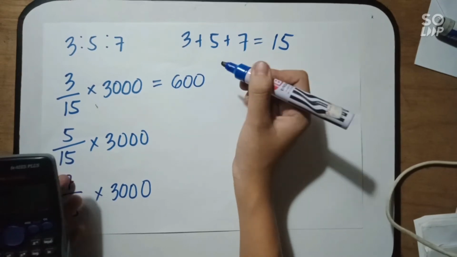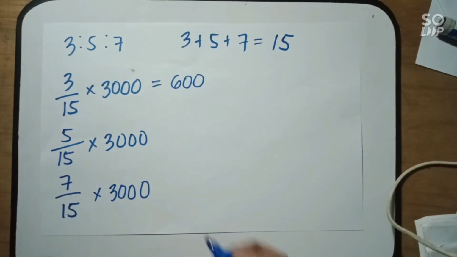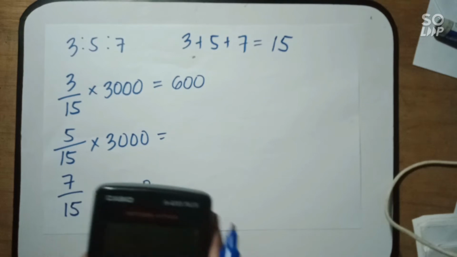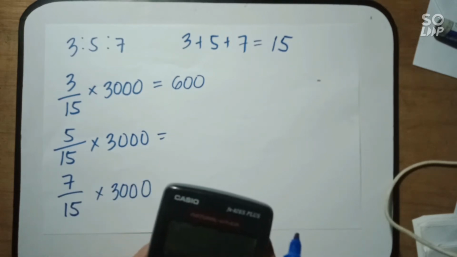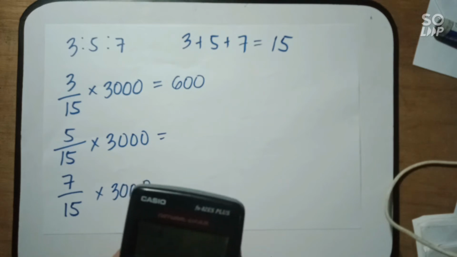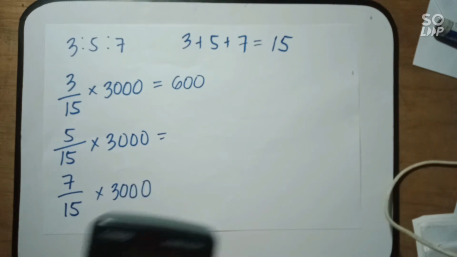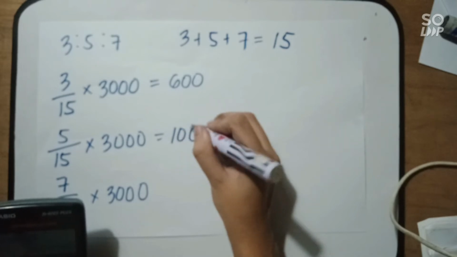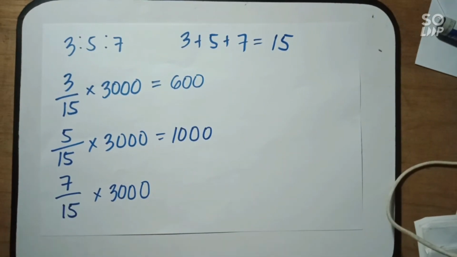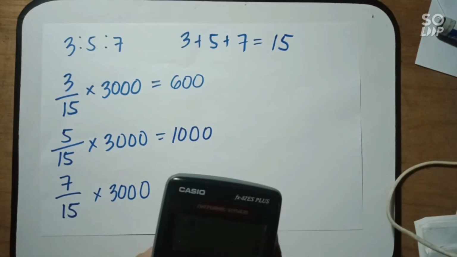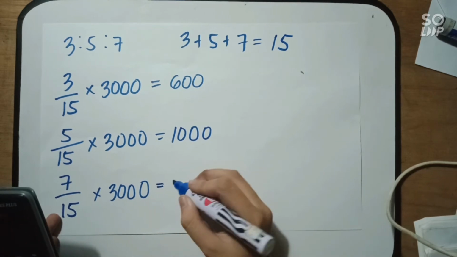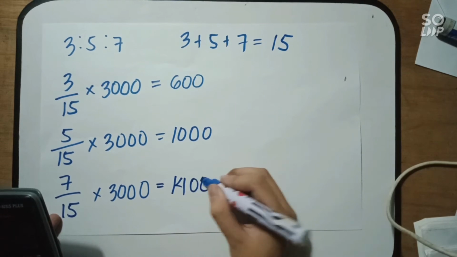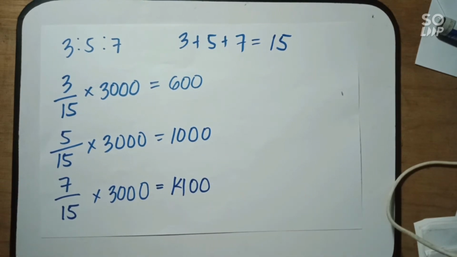3/15 times 3,000 is equal to 600 kilos for small size watermelons, and then 5/15 multiplied by 3,000 kilos is 1,000 kilos for medium size watermelons, and then 7/15 times 3,000 is equal to 1,400, which is the number of kilos for large size watermelons.